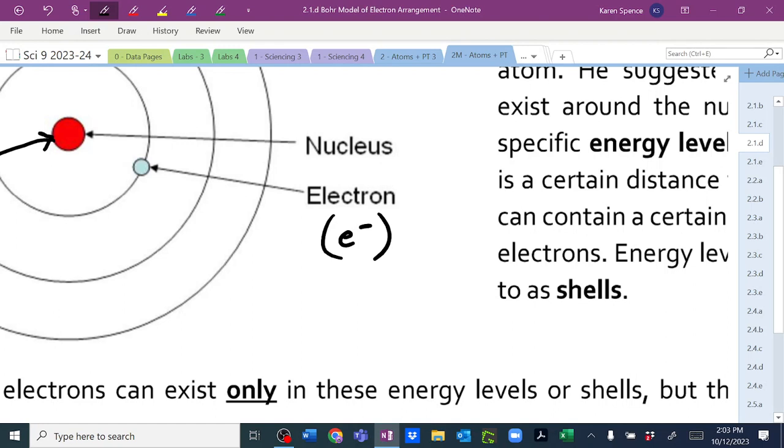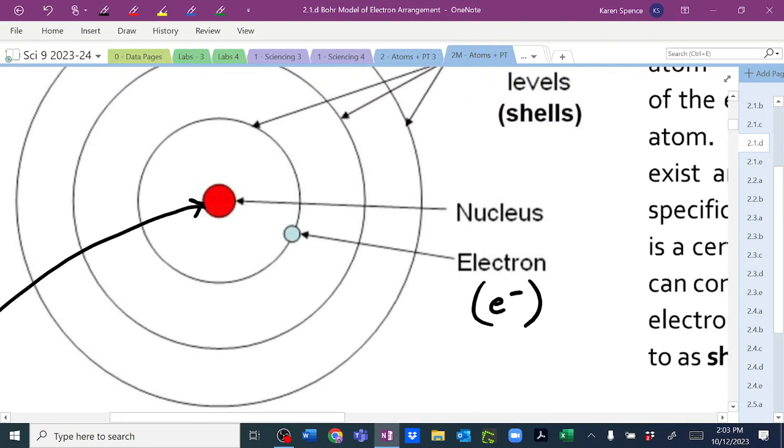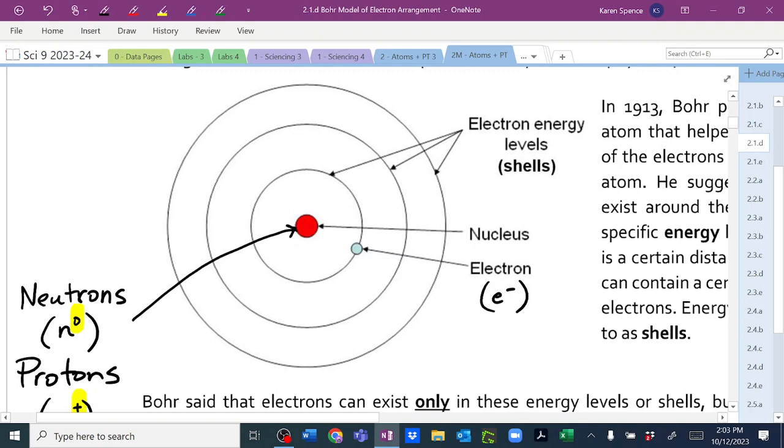But what Bohr said is that those electrons are not just randomly bobbling about outside the nucleus. They are actually living in these circles, these rings around the nucleus, and those are called electron shells, okay? The other word for shell is energy level. Now, to be honest, Bohr actually called them orbits, but we don't call them orbits, we call them shells. Oh, this is on page 33.